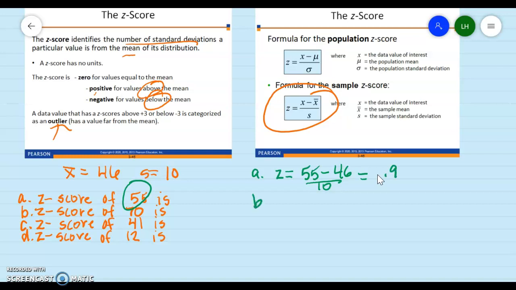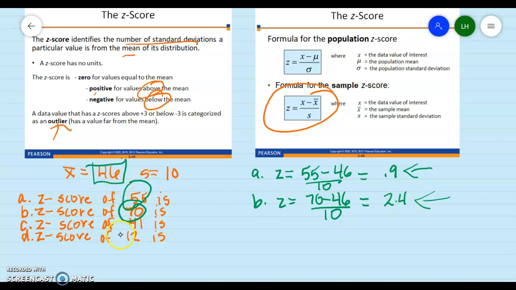Okay, for part B, we're going to do the same thing, except this time x is going to be 70 minus 46 divided by 10. So you're going to get 2.4. So what that means is 70 is 2.4 standard deviations above the mean, and 55 is 0.9 standard deviations above the mean, which makes sense because they're both higher than your mean. So they should have a positive z-score.